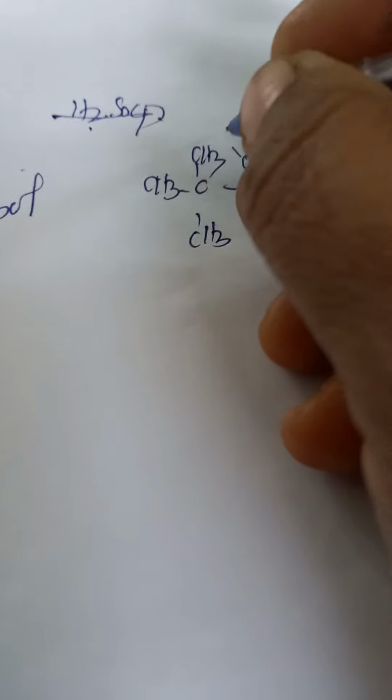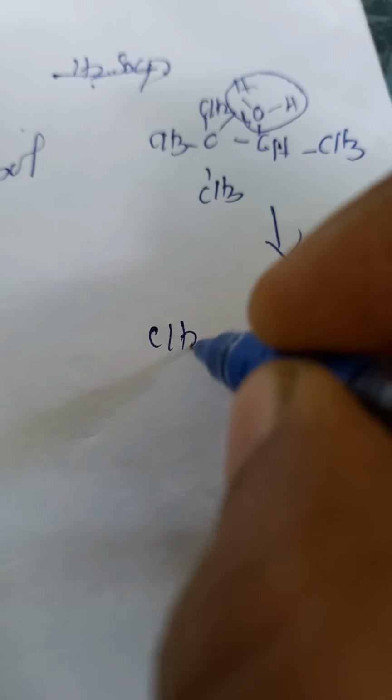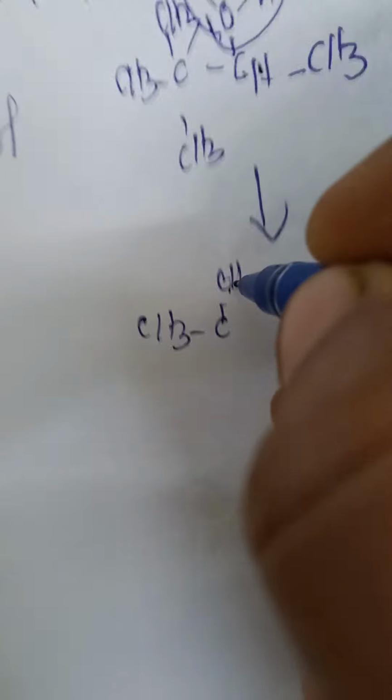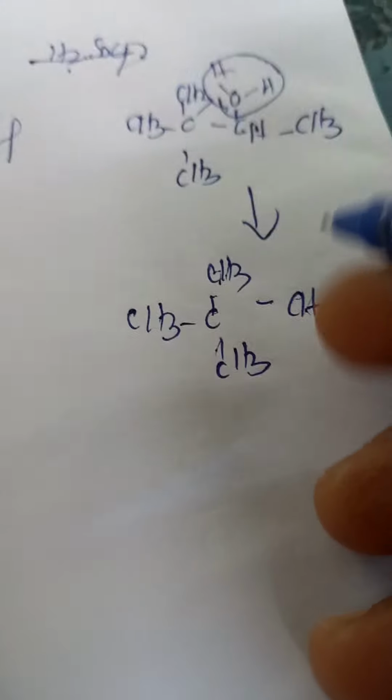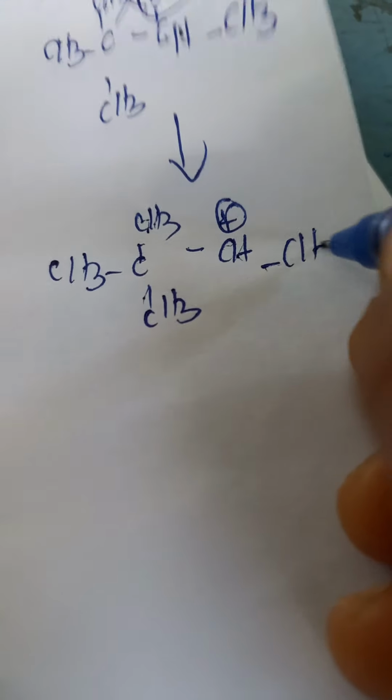See, OH is already there. One more hydrogen from sulfuric acid comes. Then here this water molecule is removed, so we get a positive ion: CH3, C, CH3, CH, positive, CH3. This is the intermediate compound.